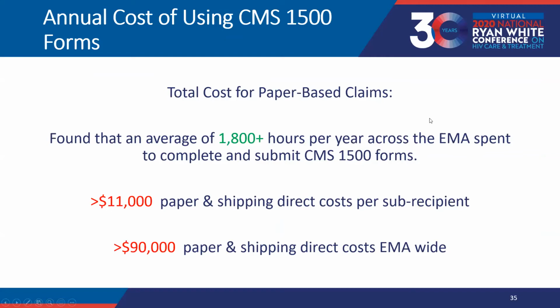We also looked at some of the costs associated with the paper-based claim forms. And we found that on average, 1,800 hours per year are spent across the EMA to complete and submit these paper CMS 1500 forms. Again, that's a lot of time that could be better spent with clients and on quality improvement activities, other more meaningful work. And there's over $11,000 on paper and shipping direct costs per subrecipient, which is over $90,000 in paper and shipping direct costs across the EMA.